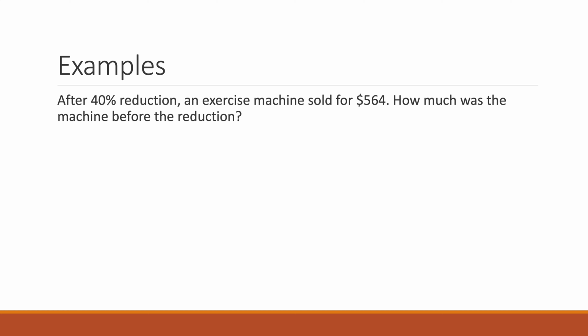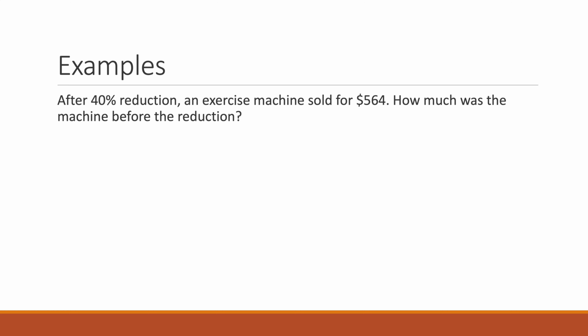Let's do this last question, and then we will make a different video. Okay, so after a 40% reduction, an exercise machine sold for $564. How much was the machine before the reduction? Hint: remember, if you're reducing it by 40%, what percent remains? 60%. Very good.